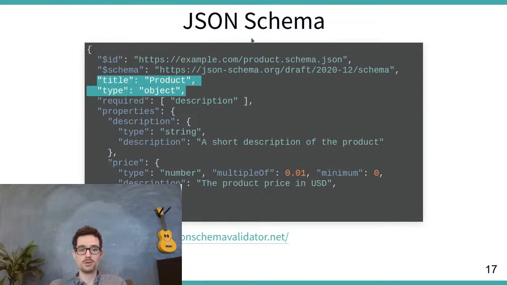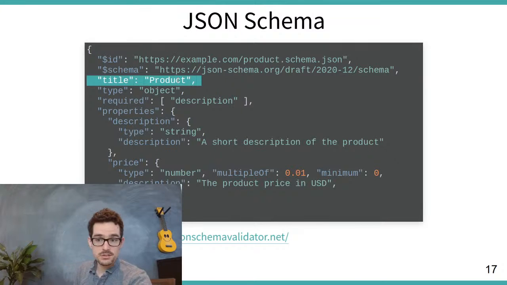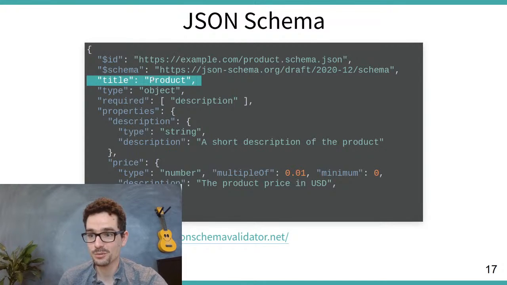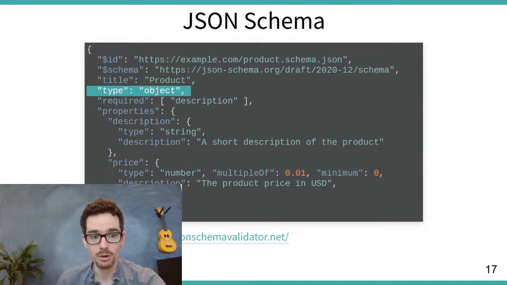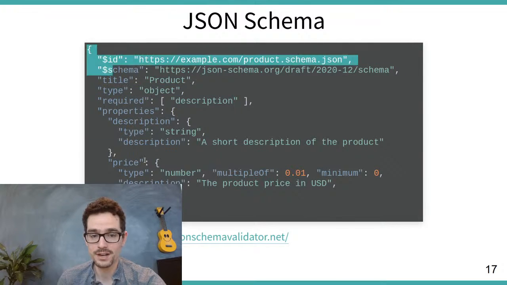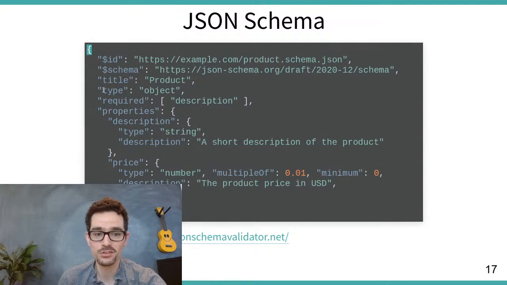And the same here. So title defines how the entity type which we describe with this schema is called. So we describe what is a product. A product is an object. So something that should be valid to this schema must start with curly brackets. So it is an object.